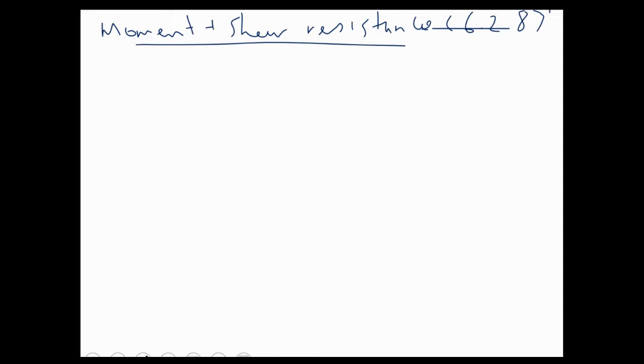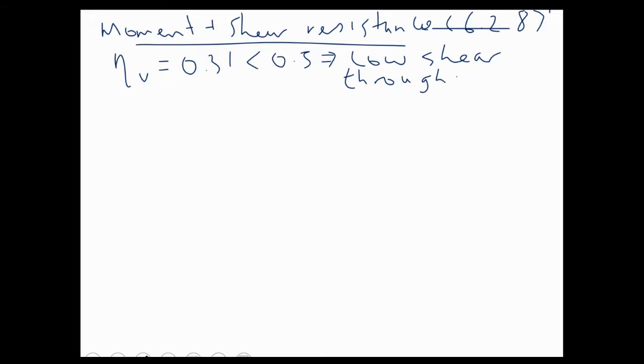Okay, so in our example here, we have moment and shear resistance. Sorry, not writing very well. So that was in 6.2.8. Okay, so we said that the utilization ratio for shear was 0.31, which is less than 0.5, which implies low shear throughout. That's the highest value throughout the whole section.